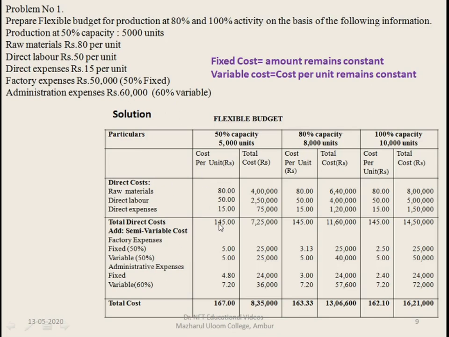So total cost per unit is, you add up these three, 145. Total cost, you add up these three, gives 7 lakh 25,000, 11 lakh 60,000 and 14 lakh 50,000. You can see here that cost per unit remains constant, whereas the total cost changes as it is a variable cost. Next, there is one more thing given as fixed expenses.